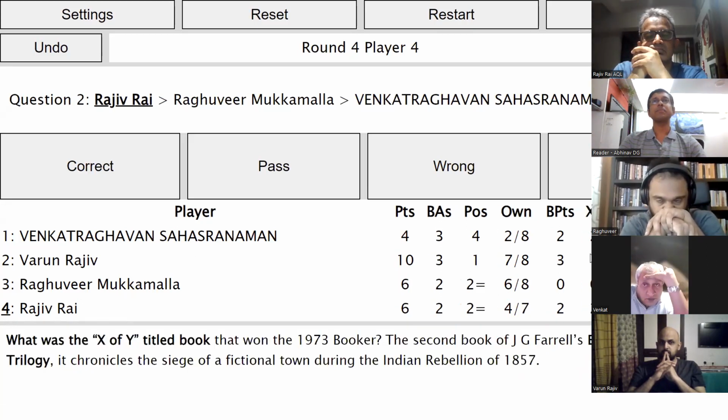Perfect, Rajiv. Okay, what was the X of Y titled book that won the 1973 Booker? The second book of J.G. Farrell's Empire trilogy. It chronicles the siege of a fictional town during the Indian Rebellion of 1857. Siege of Krishnapur. Siege of Krishnapur is correct.